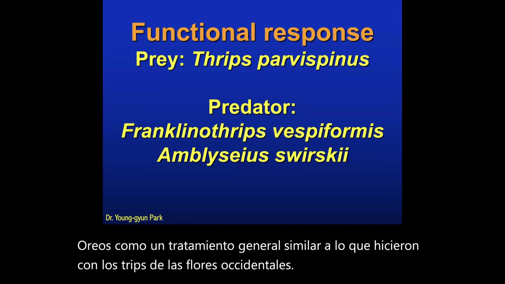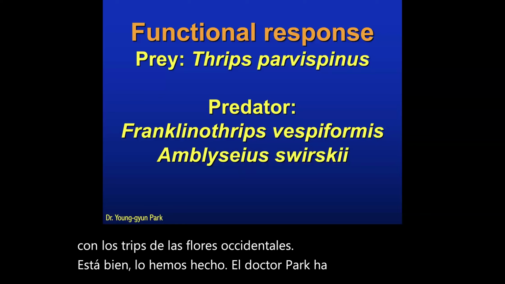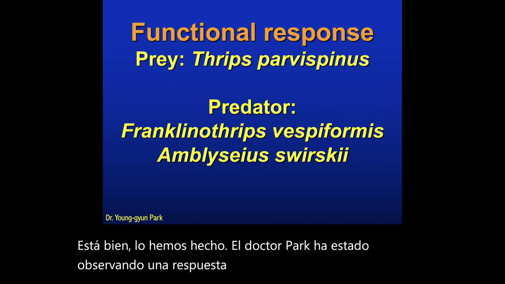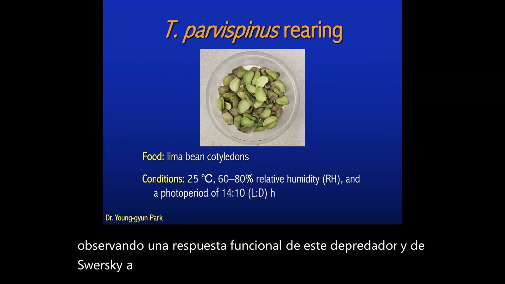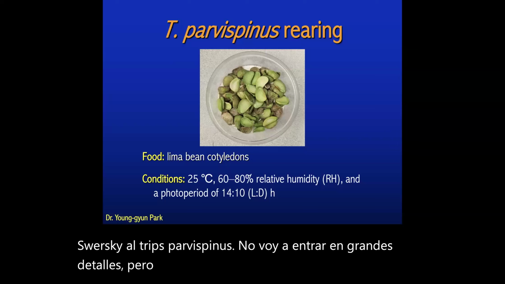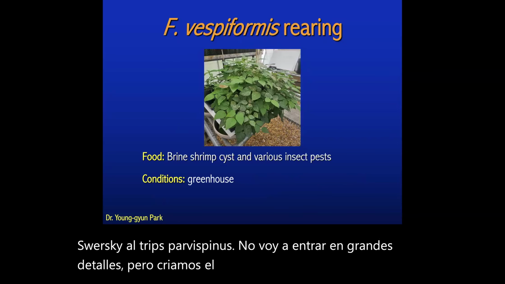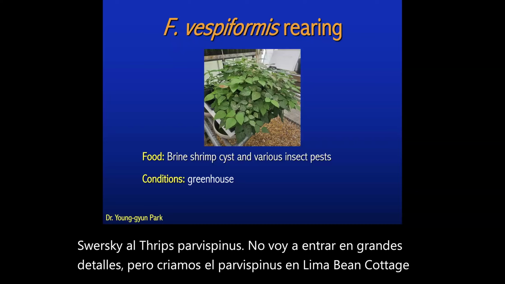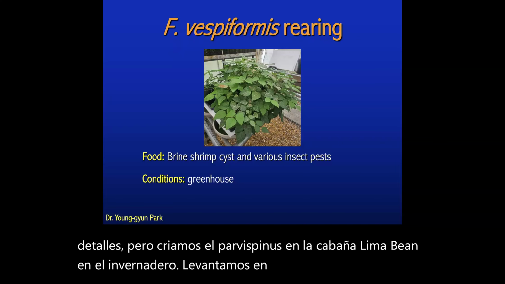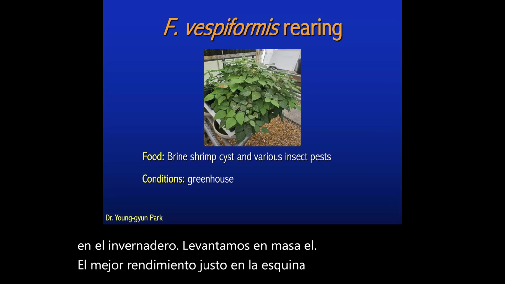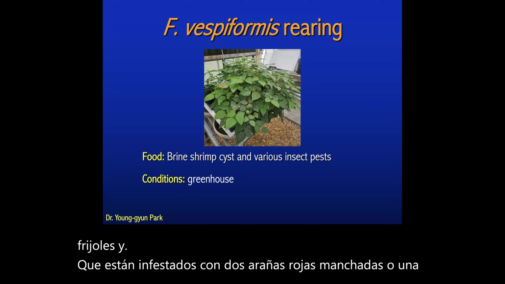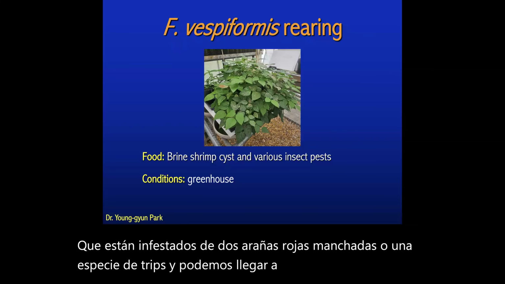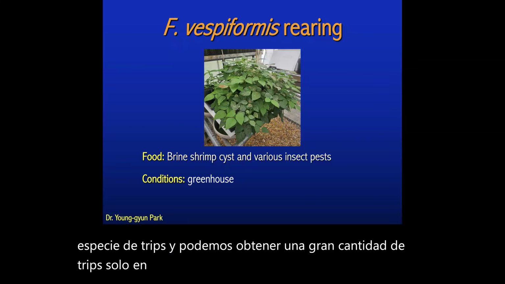Okay, Dr. Park has been looking at the functional response of this predator and of Swirskii to the Thrips parvispinus. I'm not going to go into any great detail, but we rear the parvispinus on lima bean cotyledons. In the greenhouse, we mass rear the Franklinothrips just in the corner of the greenhouse with beans that are infested with two-spotted spider mite or Echinothrips. And we can get large numbers of thrips just in this one little setup for doing our research.